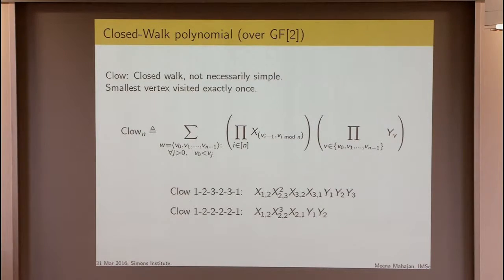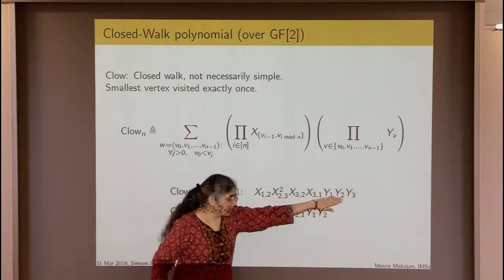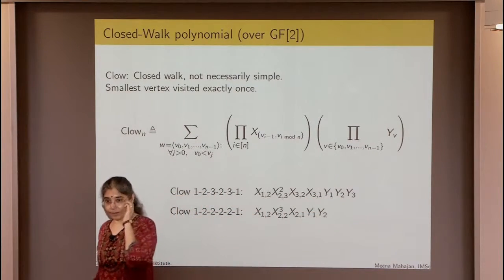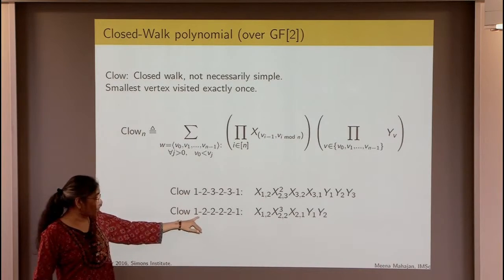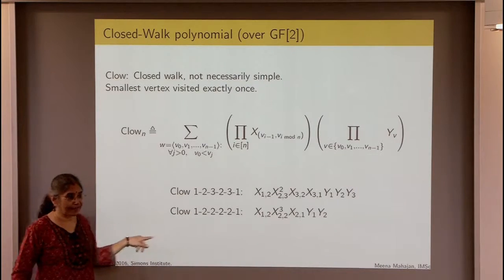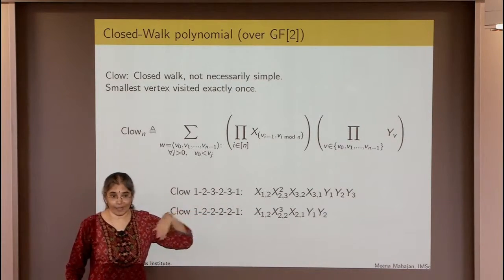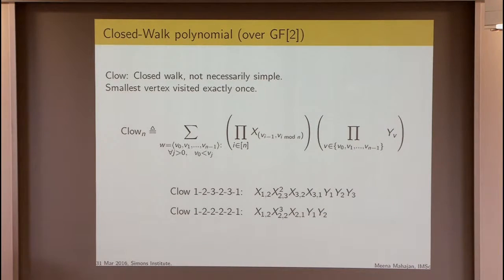But then I have the y variables, and the y variables are not thrown in with repetition. So even though a vertex may be visited more than once, it's very important for a proof later that at most one copy of each y variable is thrown in. Similarly, I could have a Clow which looks even more simple. From 1 you go to 2 and you just keep looping around there and then come back. That gives rise to a monomial like this. So these are all garbage monomials which turn out to be extremely useful later on.